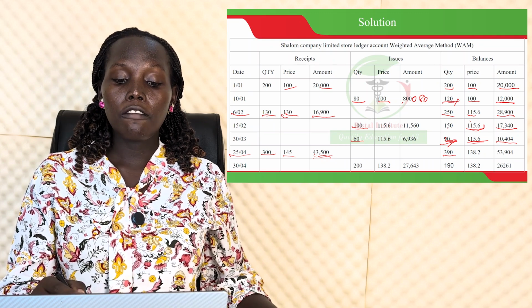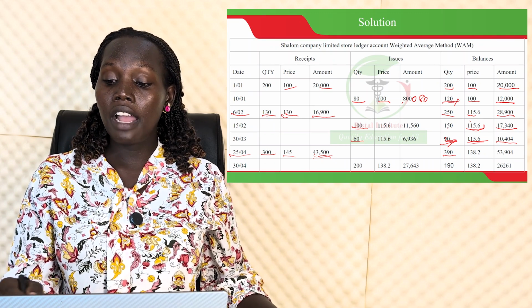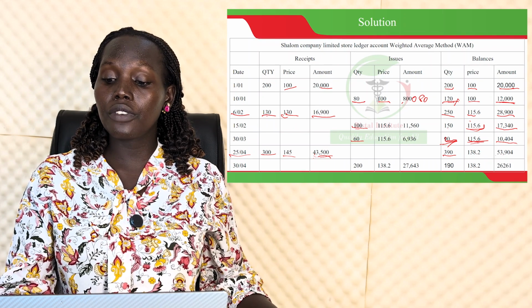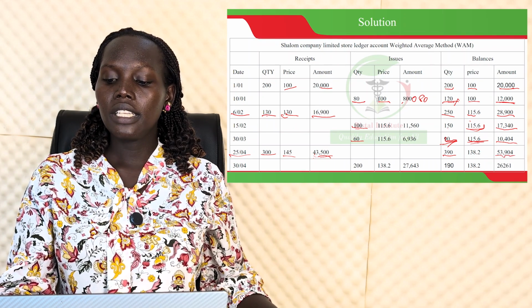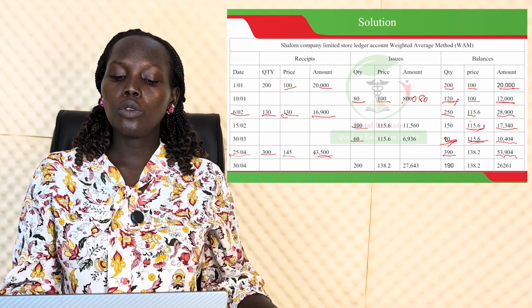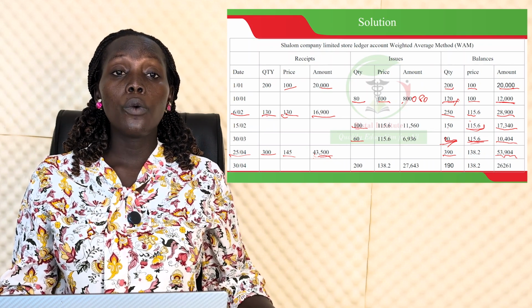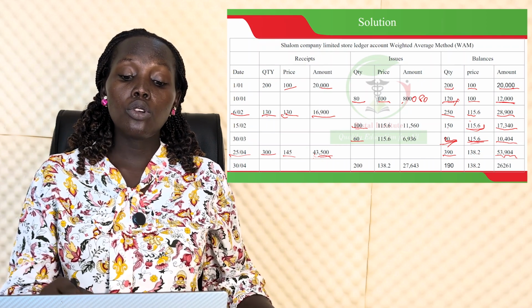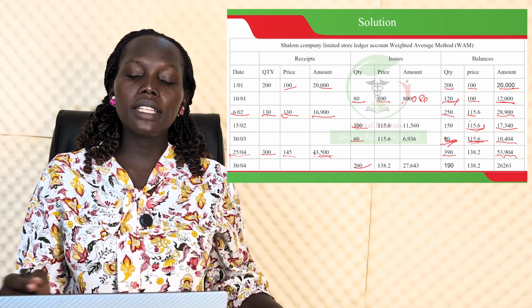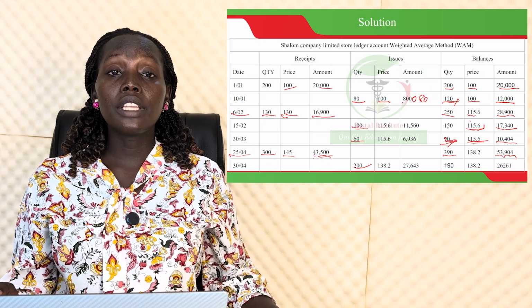And then we come and get the balance of our amount, which is 10,404 plus 43,500, which we shall get 53,904. So we are saying that on 30th of April, we issued out 200 units. So we need to get the ruling price.